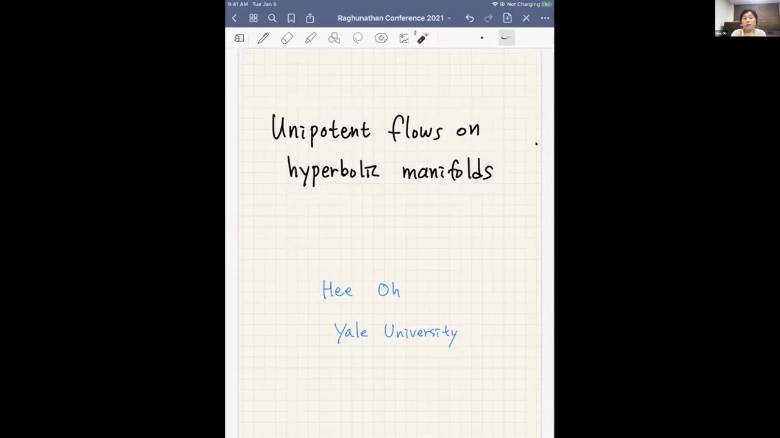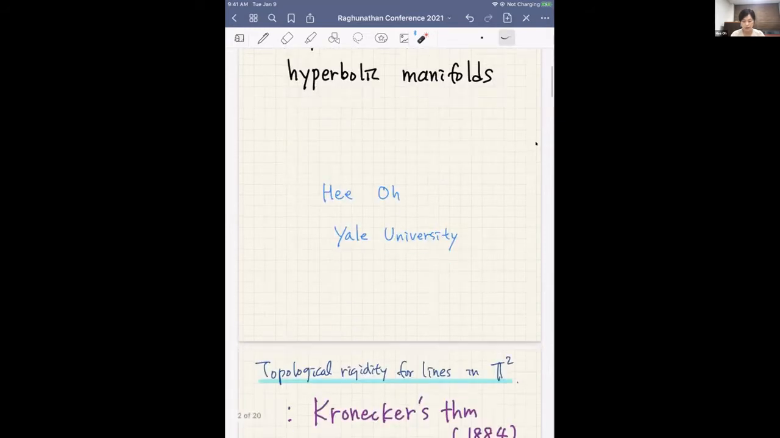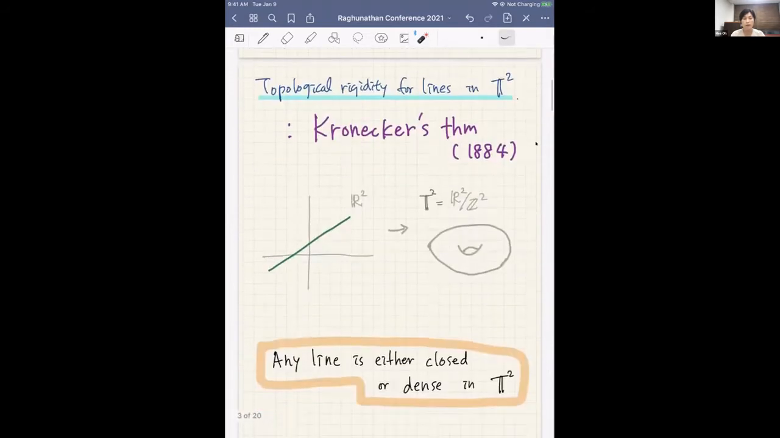Today I want to discuss one geometric implication of this conjecture on horocycles on closed hyperbolic manifolds. Then I'll try to present a class of infinite volume hyperbolic manifolds where we have a similar topological rigidity theorem. Okay? So I'll begin with a very simple classical theorem about lines in the torus.